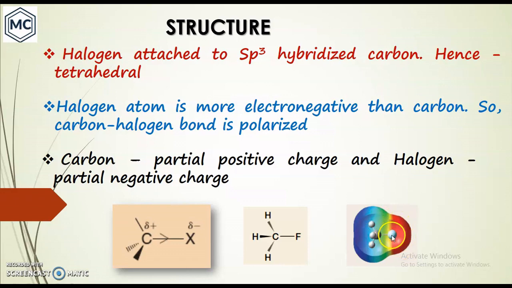The red part, this fluorine, is shown as red here. That means there is more charge density on this part, and the blue region means it has less charge. So the carbon-hydrogen part is having less charge. This fluorine is having more charge.